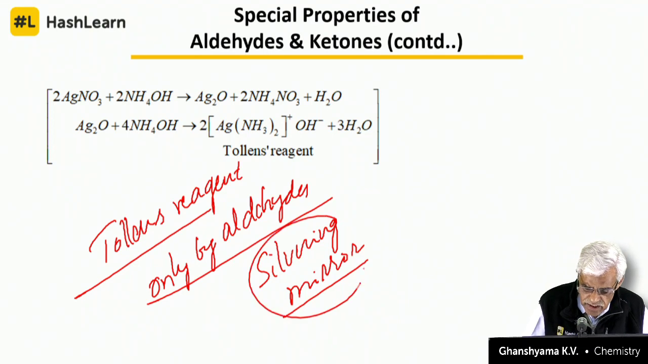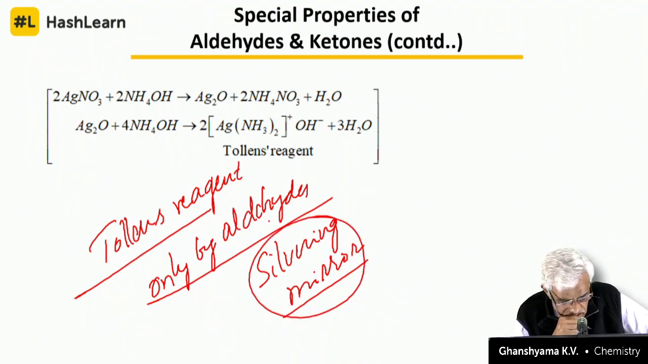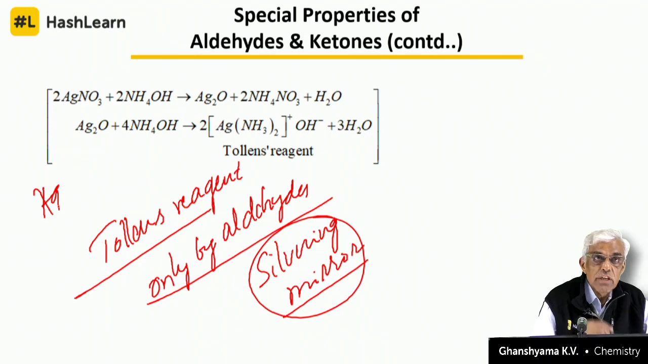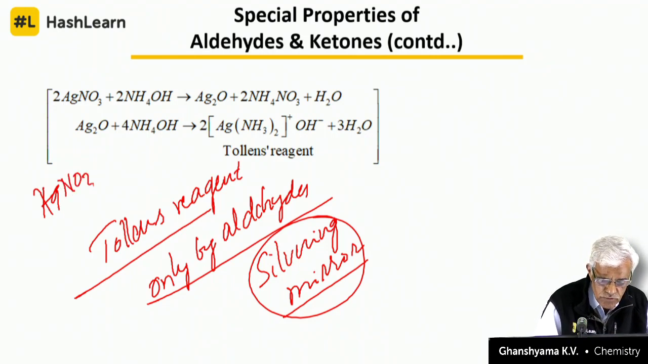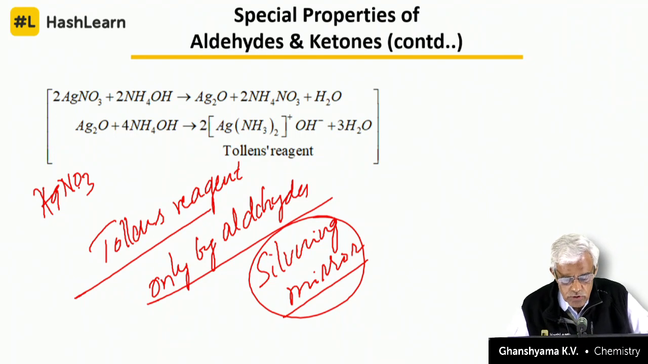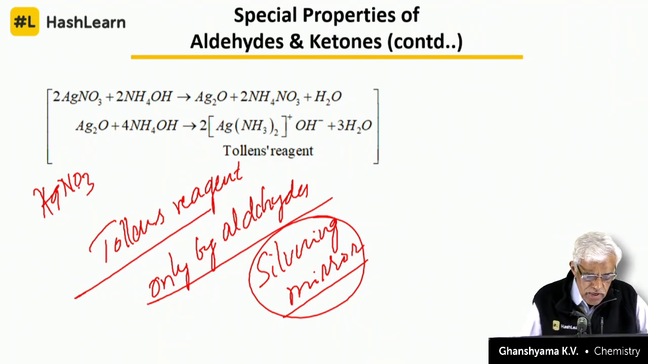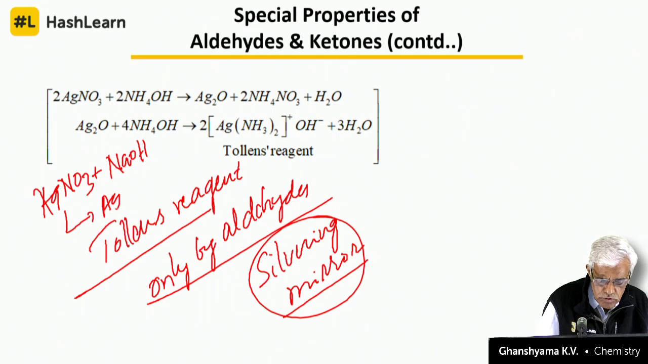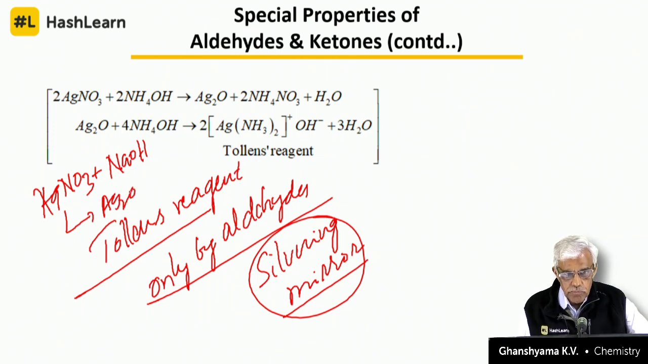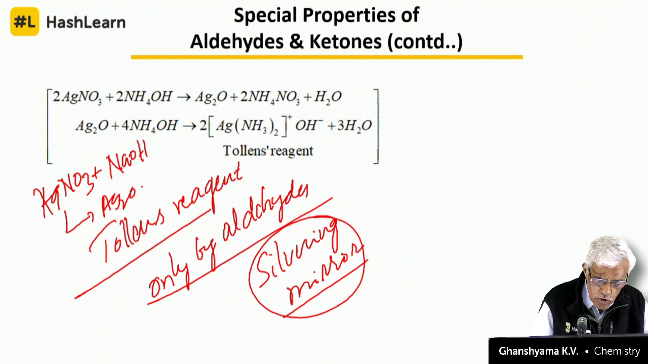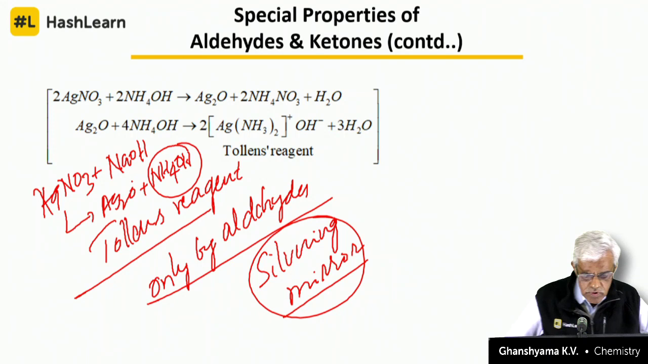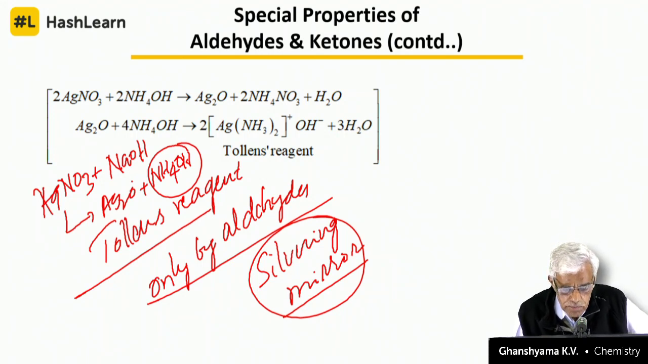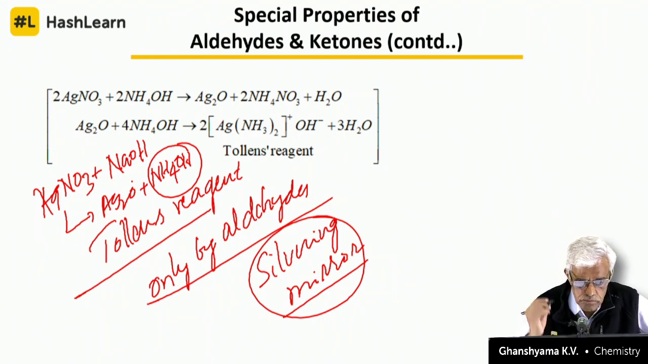Okay. In silvering mirror, Tollens reagent. So, Tollens reagent is prepared like this. AgNO3 plus NaOH will give brown precipitate of Ag2O. This Ag2O, if you dissolve in drop by drop ammonium hydroxide, that is called ammoniacal silver nitrate solution.